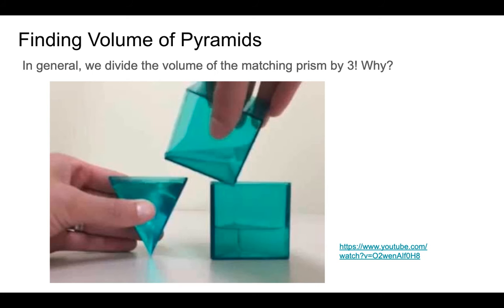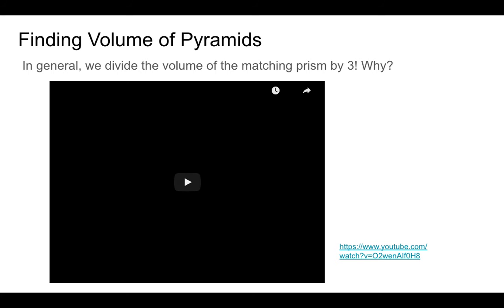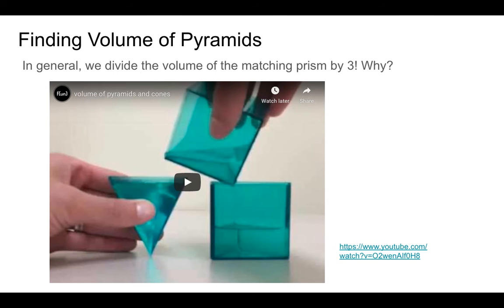So let's take a look at how to find the volume of a pyramid. In general, to find the volume of a pyramid, you divide the volume of the matching prism by 3, which is kind of cool. So why is this? I'm just going to play this short little video showing how this works.